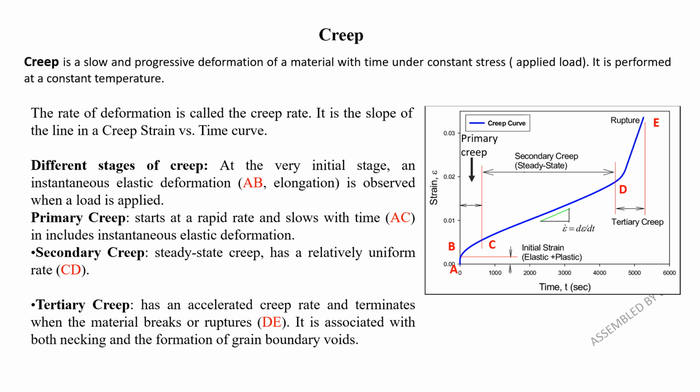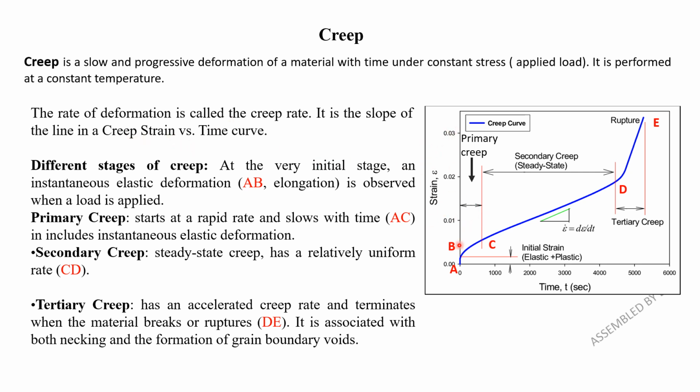The next property is creep. Creep is a slow and progressive deformation of a material with time under constant stress. Here the stress is again just the applied load. It is performed at a constant temperature. The rate of deformation is called the creep rate. It is the slope of the line in the creep strain versus time plot.